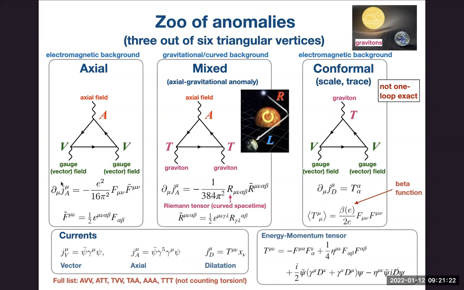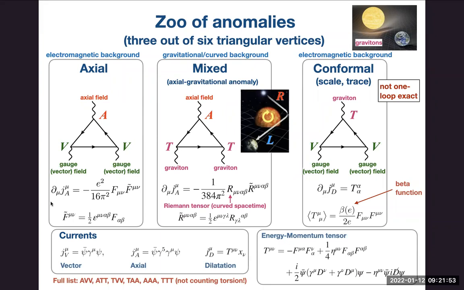In terms of Feynman diagrams, it means the presence of this triangular Feynman diagram, which is non-zero. Here we have two vertices corresponding to the background electromagnetic field, so it corresponds to the vector gauge field, and one vertex which corresponds to the axial current. So if you have parallel electric and magnetic fields, they will just generate axial charge. It will violate the conservation of axial current.